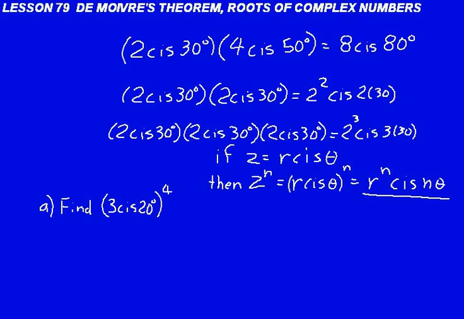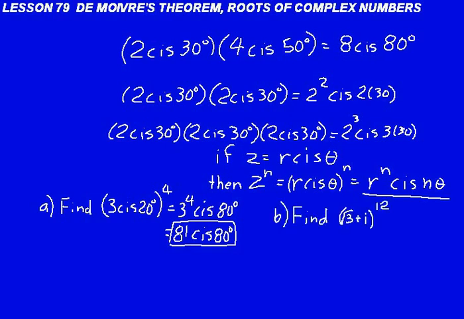Let's go ahead and apply what we've learned here about De Moivre's theorem. In A, let's find 3 cis 20 degrees to the 4th power. Let's simplify that, is what we need to do there. And we'll use De Moivre's theorem to do that. We'll just say that that is equal to 3 to the 4th times cis of 4 times 20, or 80 degrees. And so we'll end up with 81, because that's what 3 to the 4th is, 81 cis of 80 degrees. There's an application of De Moivre's theorem, simplifying that relationship.